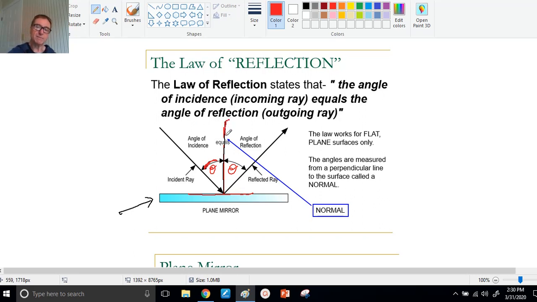So this normal line, coming down perpendicular to the surface of the mirror, is the line that we're going to measure the angles from, both the angle of incidence and the angle of reflection. We don't use this area in here or in here. It's the area here and the area here that we use for incidence and reflection. So you can see that the incoming ray is where we have the angle of incidence, and the outgoing ray over here is where we have the angle of reflection. And again, the angle of incidence must equal the angle of reflection.